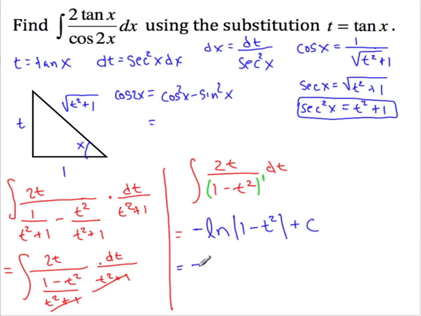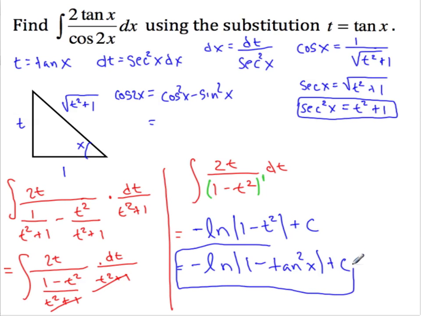Now what's t again? Minus ln of the absolute value of 1 minus tangent squared x, plus c. That's your answer, ladies and gentlemen.